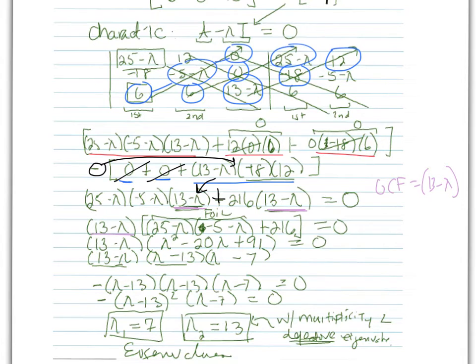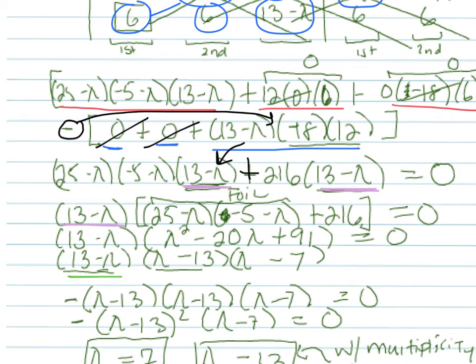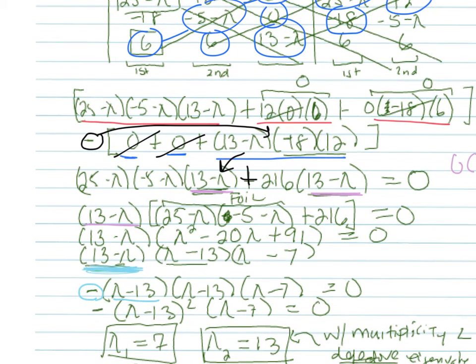Maybe green's not the best color since I used green. Okay, maybe this light blue, and let me make this a little bit bigger and thicker. So I have this 13 minus lambda, and that's the same thing as lambda minus 13 times negative 1. If you multiply it out, it's the same factor. So you notice we have three factors here. That negative 1 is not going to really matter, because if you multiply both sides by negative 1, 0 times negative 1 is 0.